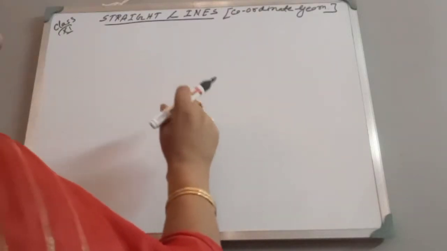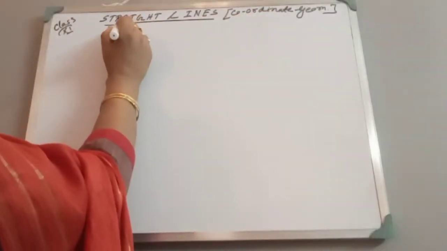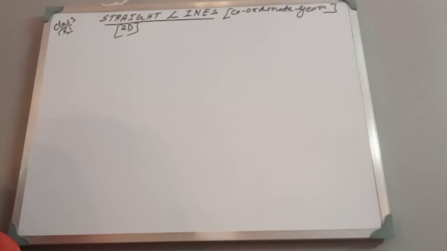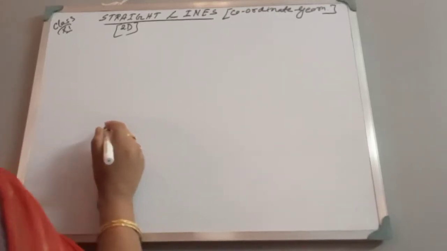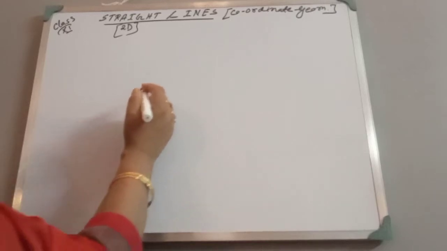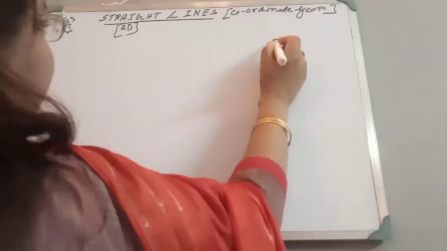Today's topic is coordinate geometry, that is straight lines. Okay. Now this is straight lines in two-dimensional geometry. Straight line in two-dimensional, 2D. Okay. Now what is a straight line? If a point moves on a plane in a given direction, then its locus is called a straight line.